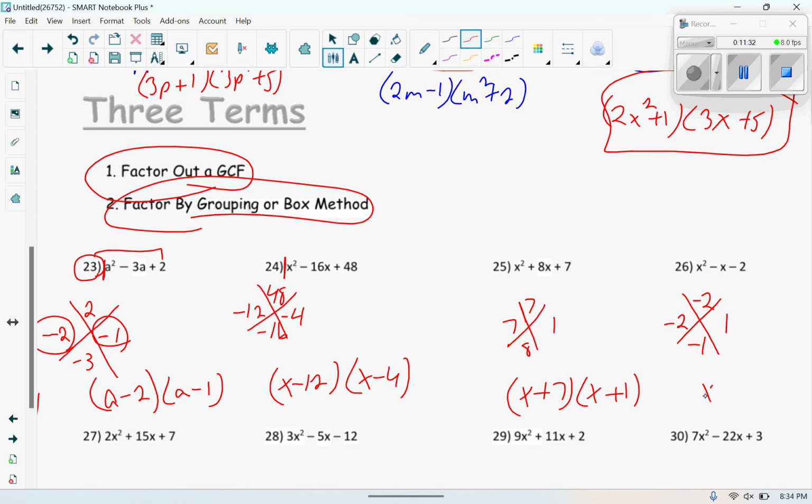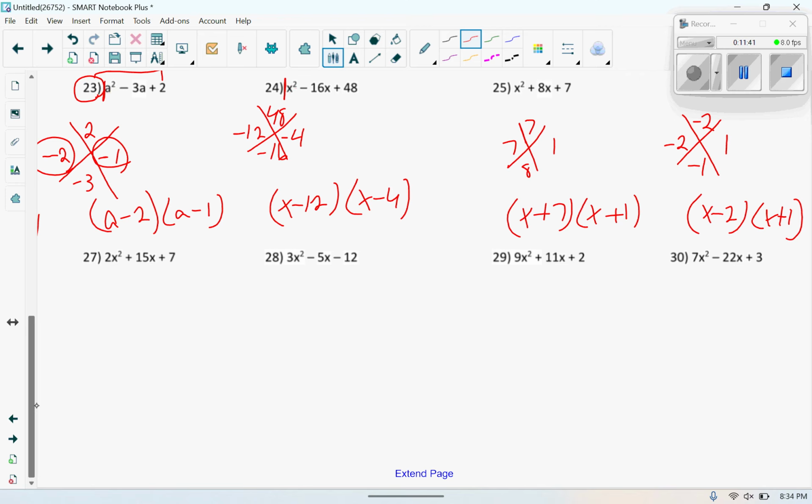So I'm going to say x minus 2 and x plus 1. Okay. Now, this next row, you can't do that because there's a number in front of it. So now we have to do the box or factor by grouping or whatever. So let's go ahead and do that.